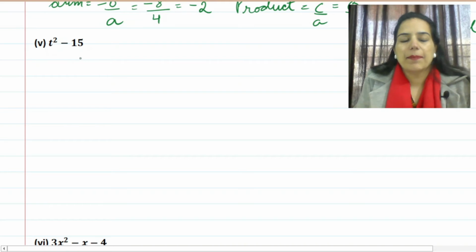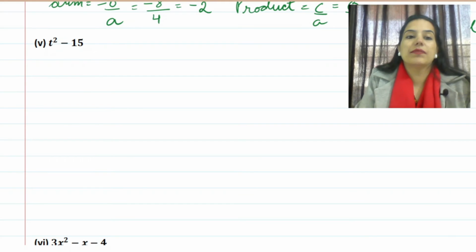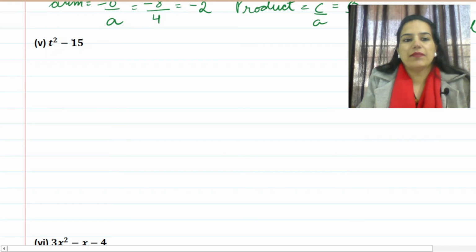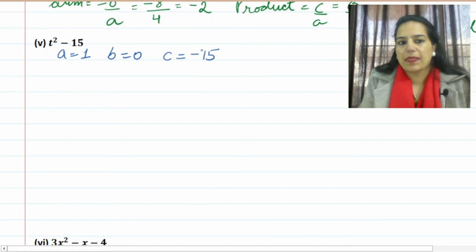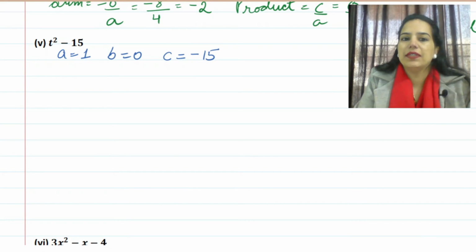So t square minus 15. Now we'll have to deal with some roots there. Alright, so first let's write down the a, b, c. What is a here? 1. What is b here? 0. What is c here? Minus 15. First, let's be clear about the a, b, c's.